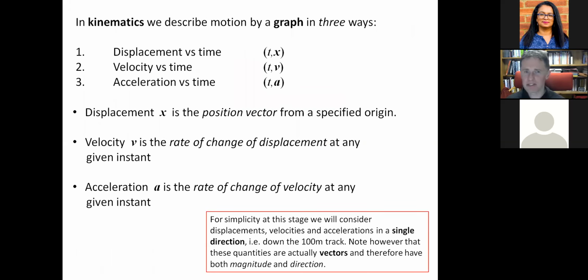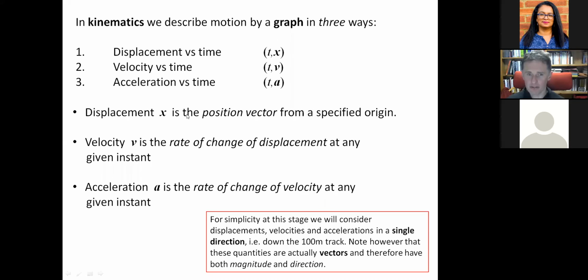Okay, so in kinematics, we're really defining motion by a graph. Displacement versus time, velocity versus time, and acceleration versus time. And remember, these things are vector quantities, arrow quantities. Although in the case of Usain Bolt, that's an arrow starting at the start line and going towards the finish. If we were going around a bend, we'd have to be moving our arrows. So displacement x is the position vector from a specified origin, i.e. the start of the race. And then velocity is the rate of change of that vector, which in our case is going to be just in a straight line.